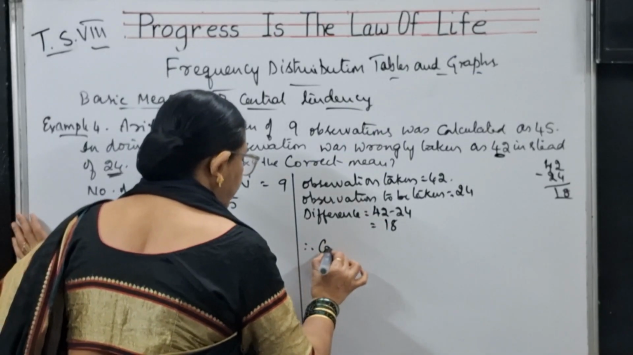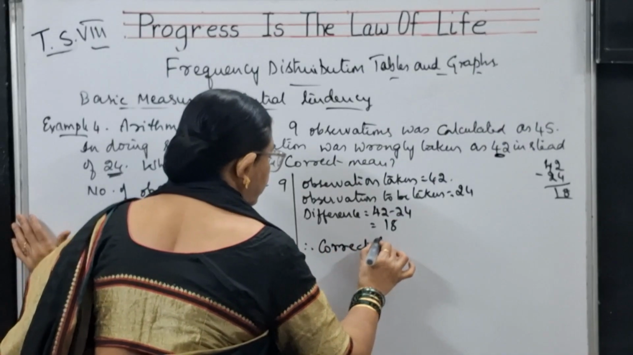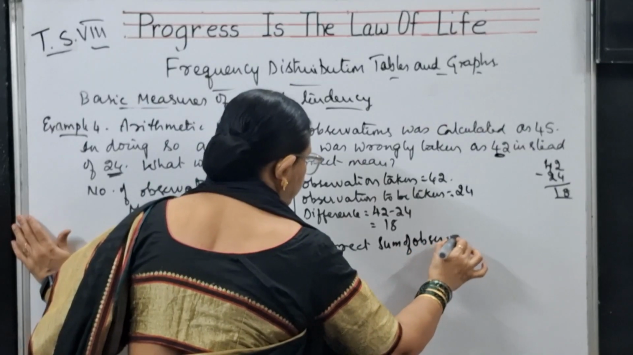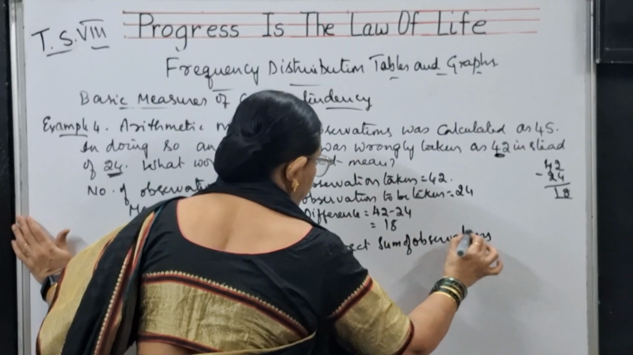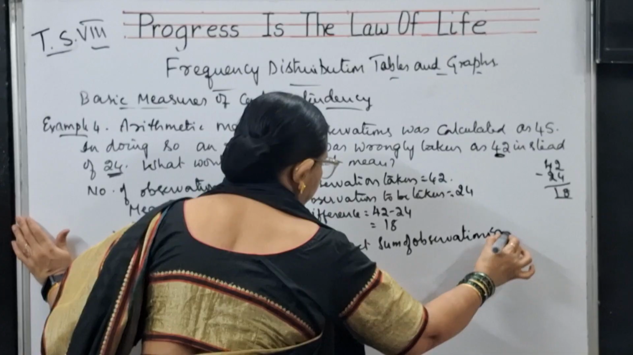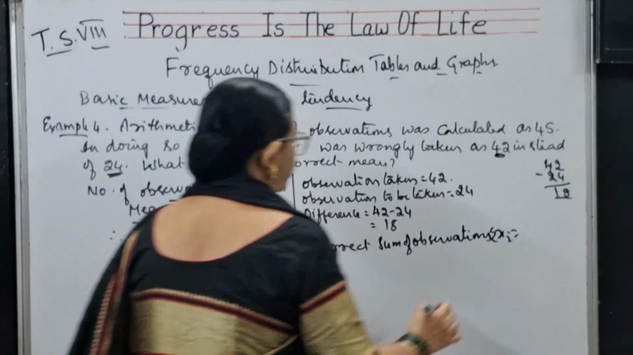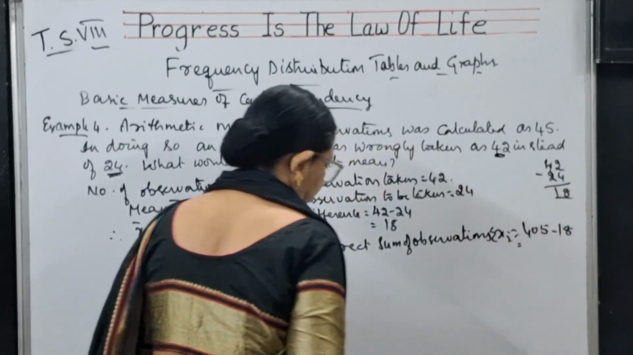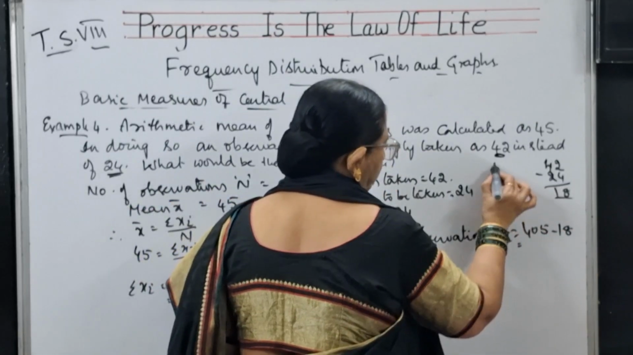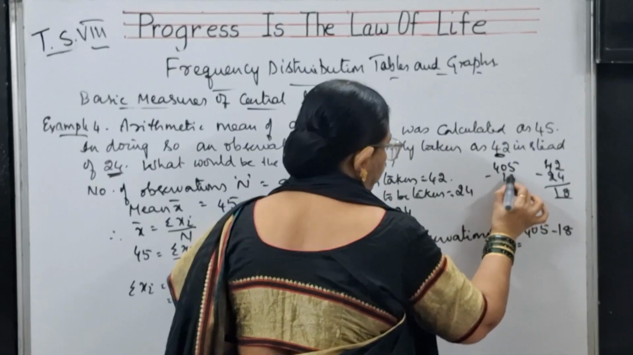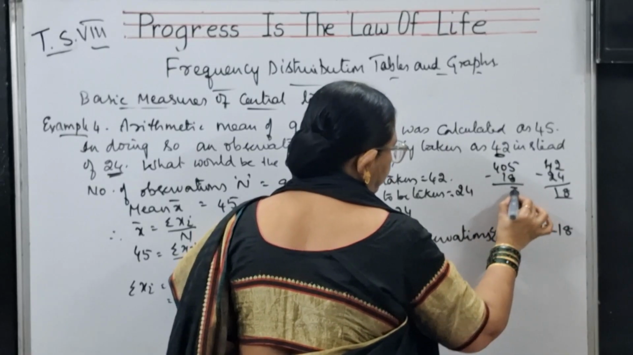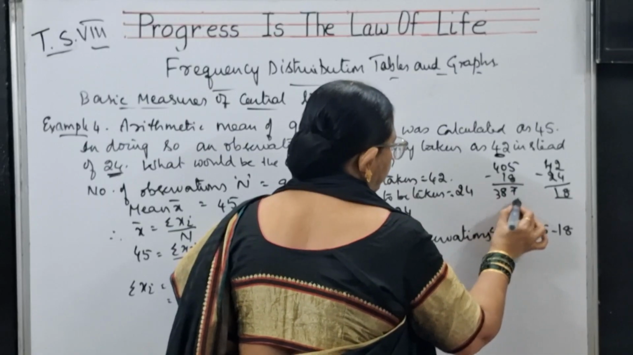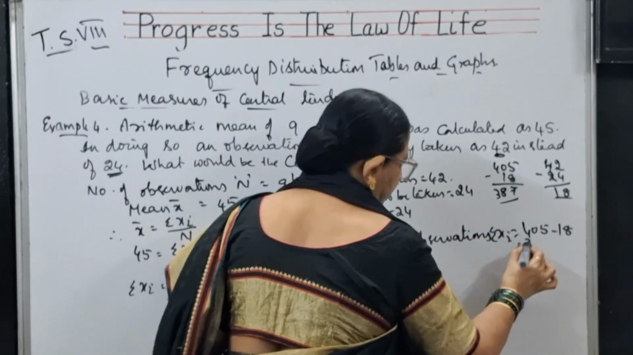Therefore, the correct sum of observations, sigma xi, how will you get? From 405, if you subtract 18. So from 405, if you subtract 18, this is 15 minus 8, 7, 9 minus 1, 8, and 3, 387.